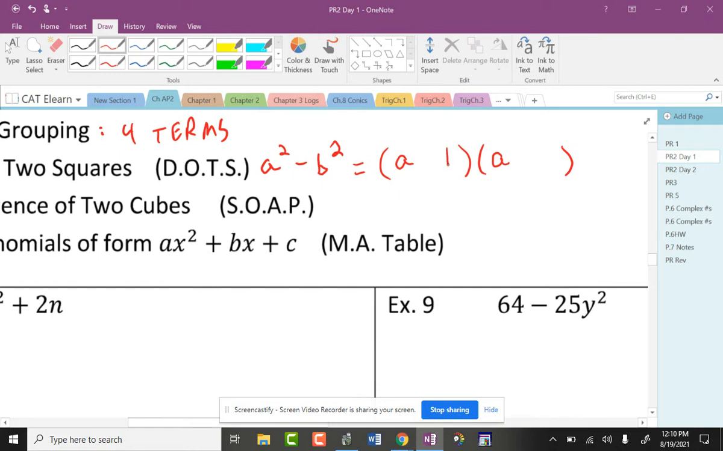And then understanding that this has to be b and b because of last for FOIL. B times b is b squared. But wait, something's wrong. That has a minus sign. That's because these have to be plus and minus or minus and plus. They must be opposite. Good foilers are good factors. If you don't know how to foil, you will not know how to factor, and this is going to be a rough year. Just being honest that we got to get on board with that and get it figured out and simplify it.